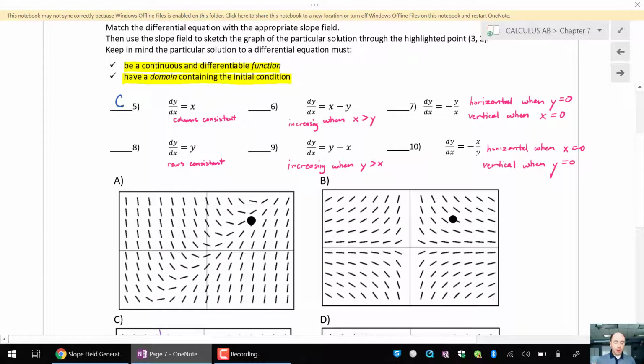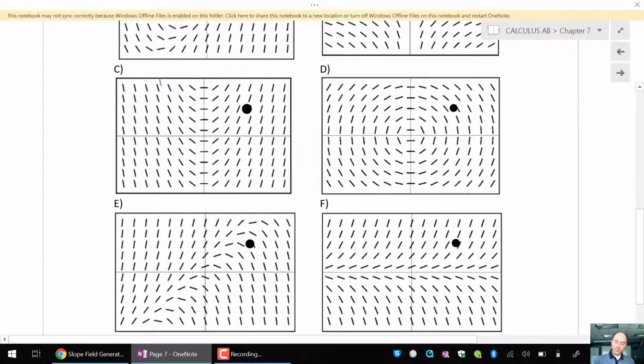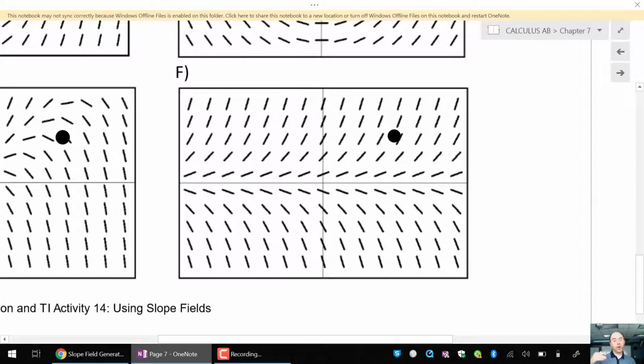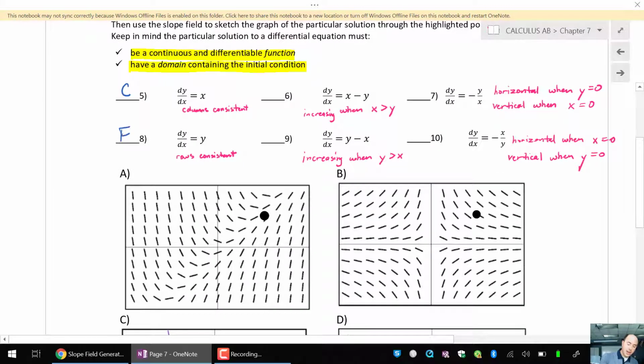And look down at number 8 for a minute. 8 says dy dx is equal to y. So now it's going to be those rows that are consistent across the board in that slope field. And which picture here has consistent rows? How about picture F? So when y equals 1, the slope is 1 all across that y value there. When y equals 2, for all the different y equals 2s, the slopes are 2. And when y is negative, -5, -3, all the slopes are going to be the same across the row, because that one does not depend on x. So choice F would fit nicely in that choice.